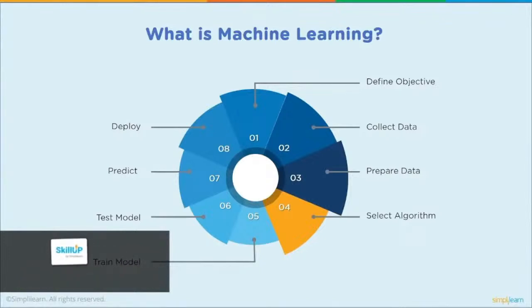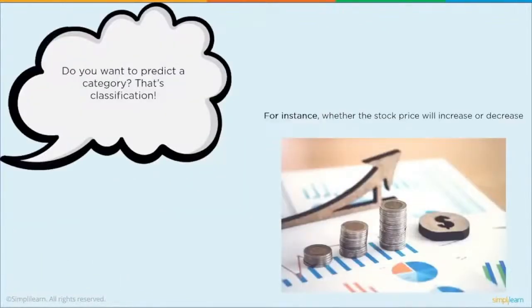And we do have some basic divisions of what machine learning does that are important to know. For instance, do you want to predict a category? If you're categorizing things, that's classification. For instance, whether the stock price will increase or decrease. In other words, I'm looking for a yes-no answer. Is it going up or is it going down? In that case, we'd actually say, is it going up? True. If it's not going up, it's false, meaning it's going down. This way, it's a yes-no, 0, 1.